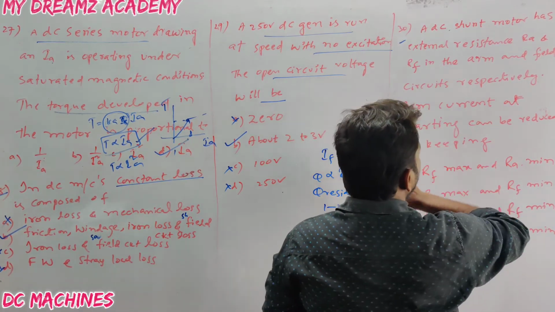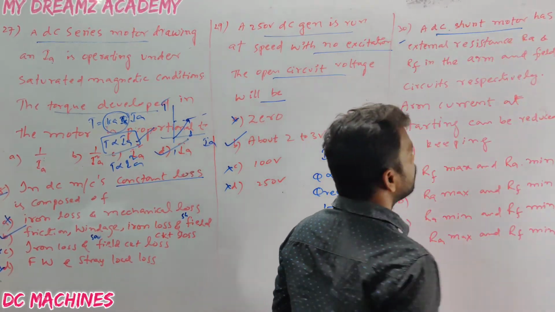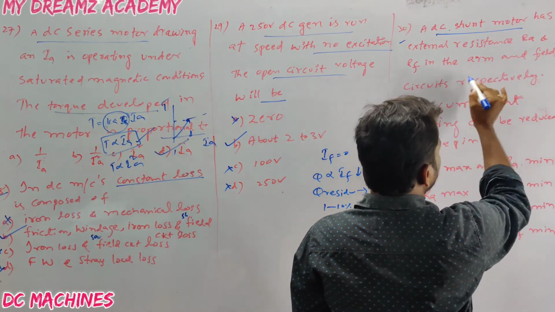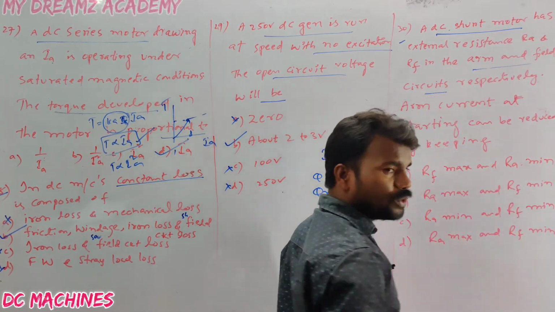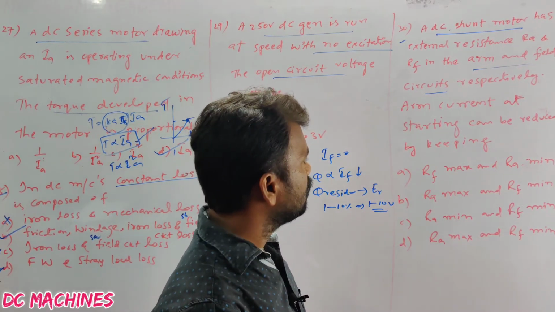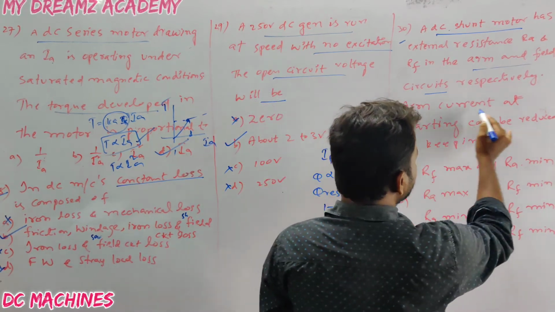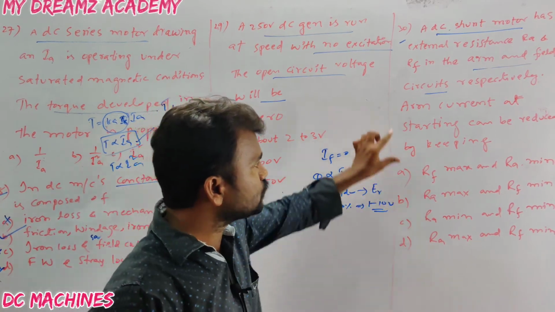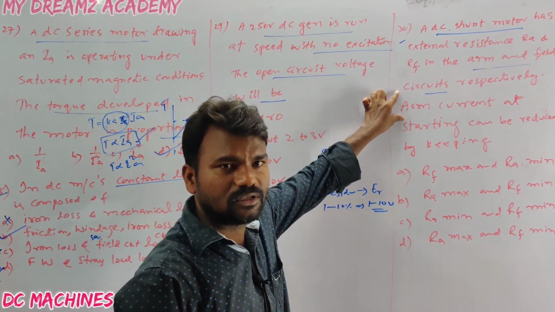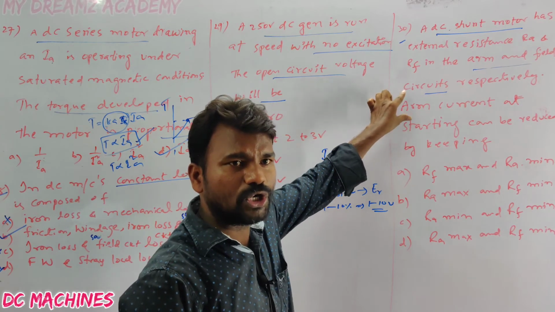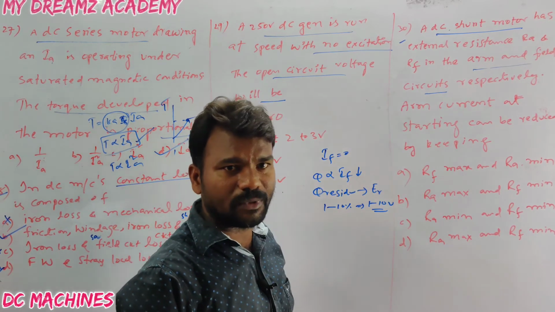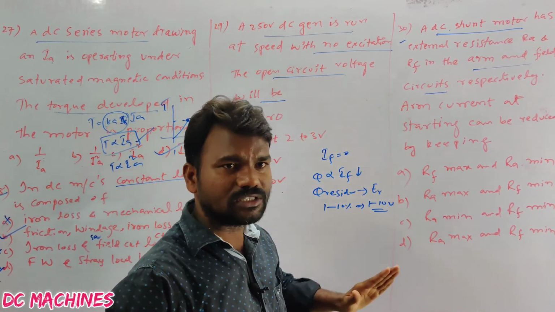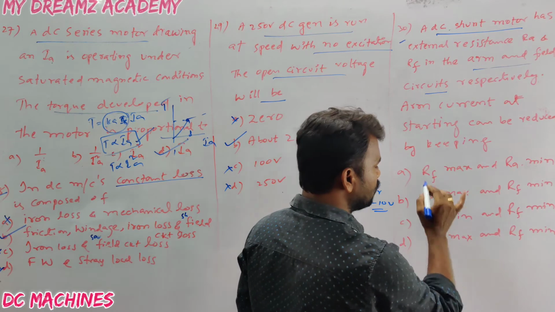30th question. A DC shunt motor has external resistances RA and RF in the armature and field circuits respectively. Armature current at starting can be reduced by keeping... This question is related to the starter. To reduce the starting current, we can add armature resistance. So armature resistance is maximum.